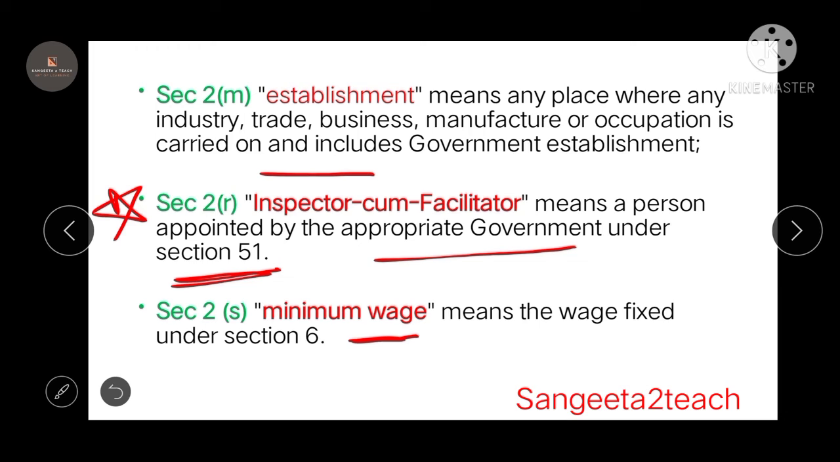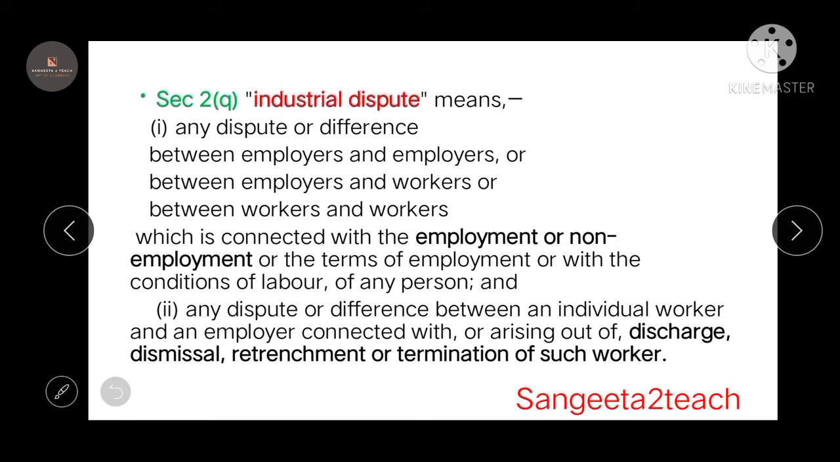So here in the Wage Code, we know that the minimum wage is very important. Minimum wage is defined under section 2 of S. So this is under section 6 as well, meaning the wage fixed under section 6. So minimum wage is defined under section 2 of S. Coming to the definition of section 2 of Q, that is industrial dispute.